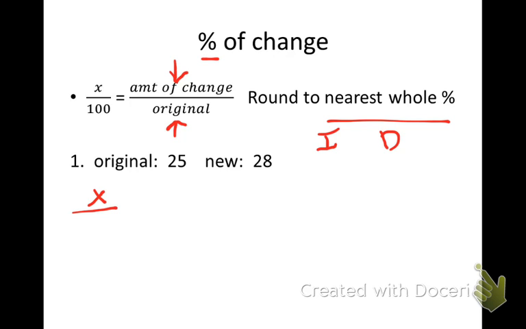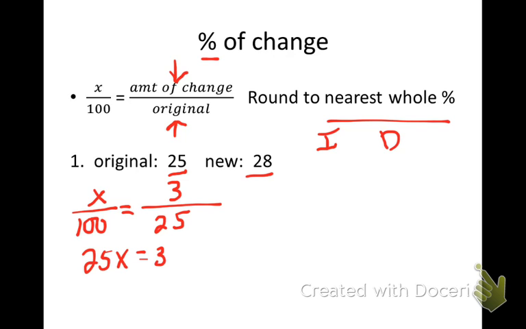We don't know a percent. X goes over 100. What's the amount of change? Well, it was 25 and now it's 28. It is a change of 3. So just subtract those two numbers to get the amount of change. It always goes over the original, 25. This one we might not need a calculator to solve because we should know something a little bit here, but we'll go ahead and do this. And if you divide, you're going to get 12%.